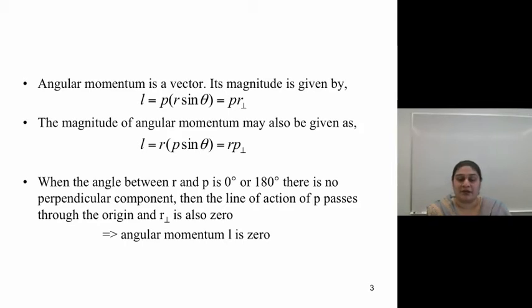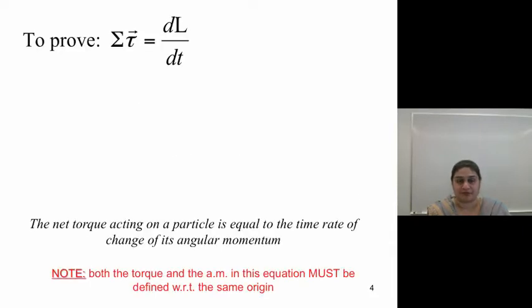When the angle between r and p is 0 or 180 degrees, there is no perpendicular component, and the line of action of p passes through the origin, so r perpendicular is 0, which implies that the angular momentum L will also be 0.